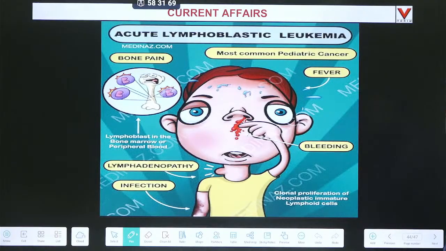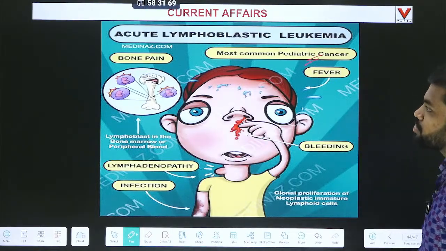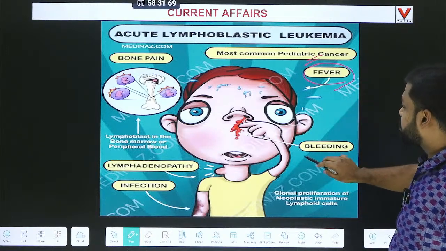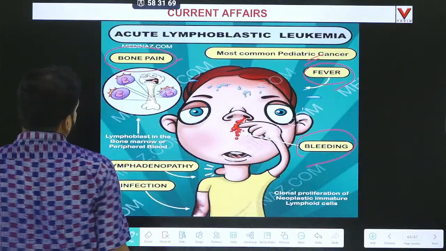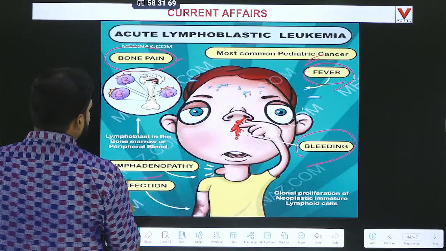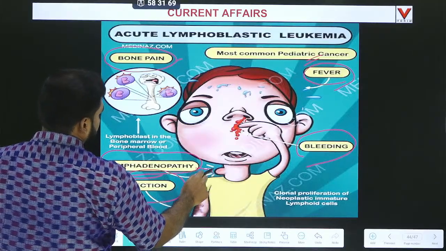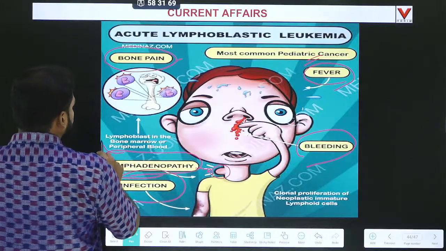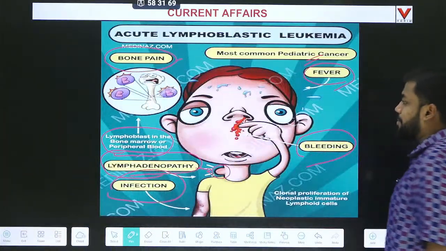It will mainly affect children, right? Acute lymphoblastic leukemia is the most common pediatric cancer. This cancer is more prevalent in children. That's why children will develop fever, nosebleeds, bone pain. Lymphadenopathy, infection, right? Lymph node infection and skin rashes. Lymphoblasts in the bone marrow or peripheral blood. So all that damage will be affected, right?